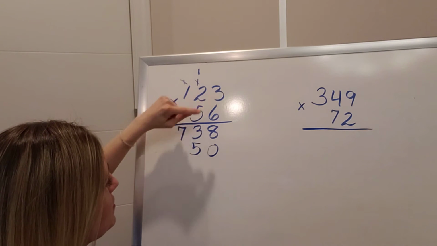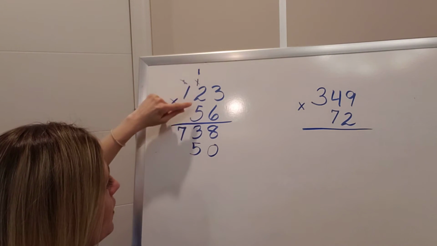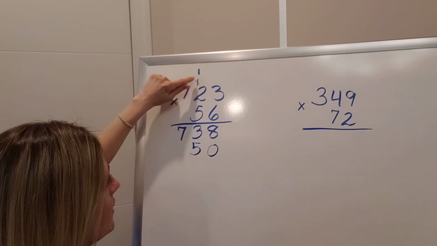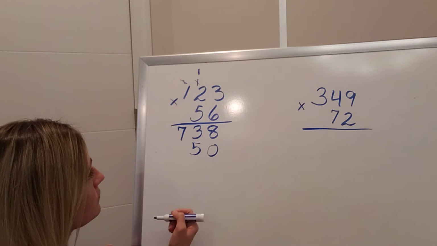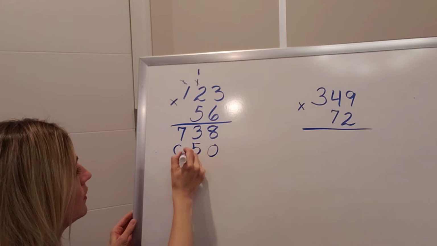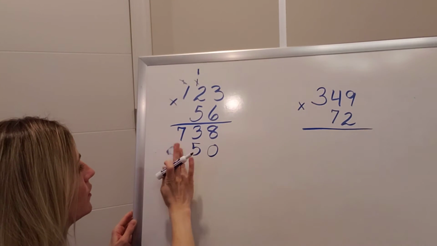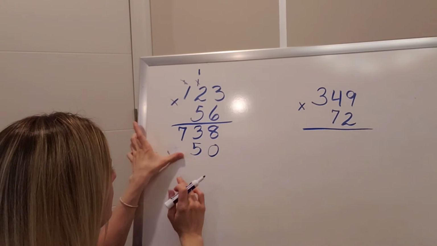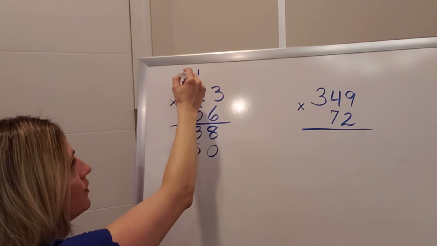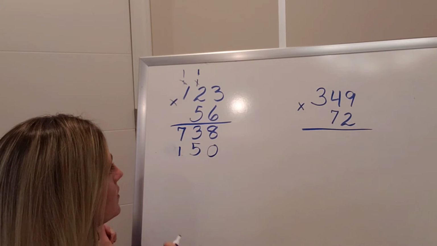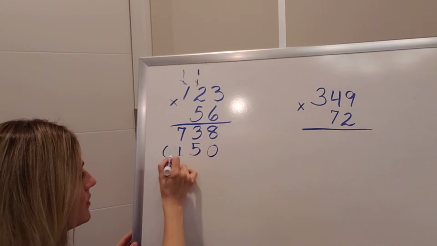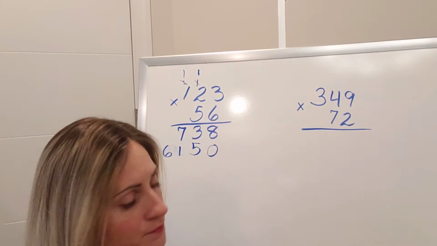So 5 times 3 is 15. Write your 5, carry your 1. 5 times 2 is 10 plus 1, or 11, I'm sorry. You write the 11 and you carry another 1. 5 times 1 is 5 plus 1, and you write the 6 over here.